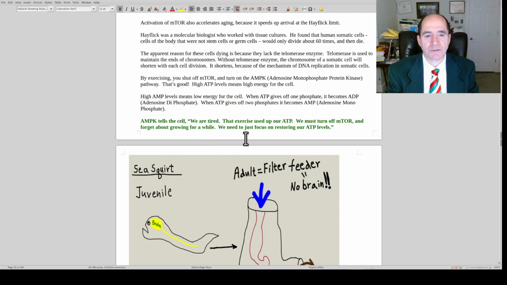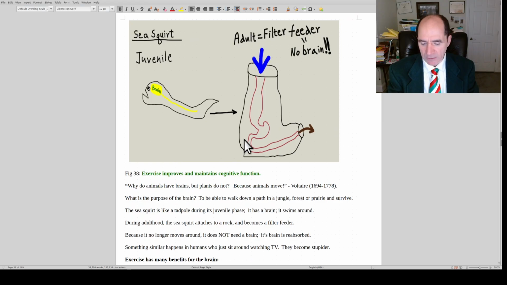Another thing about exercise, it just makes you smarter overall and helps you maintain your cognitive function. You've probably seen this picture. Here's a sea squirt as a juvenile. It swims around and has a brain. As an adult, it attaches to a rock and becomes a filter feeder. Its brain is reabsorbed. If you're not going to run around, then what do you need a brain for? We talked about it too.